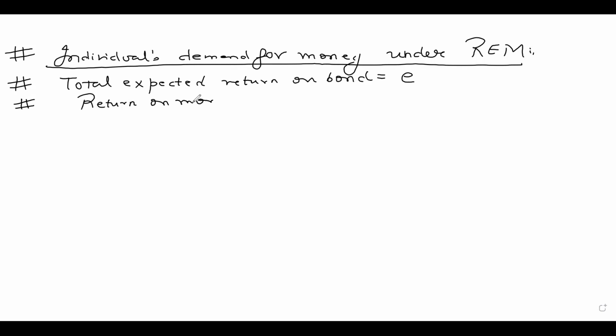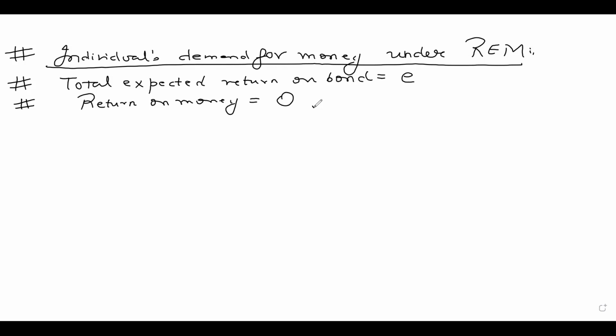Return on money is equal to 0. Money is not giving you any return. You are just holding money purely for transaction purposes. Remember, till now we have not talked about the speculative purpose or the precautionary purpose of holding money. Till now we are only concerned with money as far as it helps us in making transactions of buying goods and services. So money is not giving us any return. It is only helping us to buy goods and services, that means making transactions. So return on money is 0, but return on bonds, they have calculated, is nothing but E.